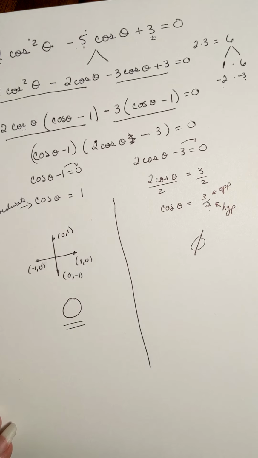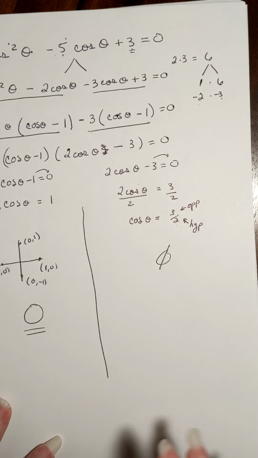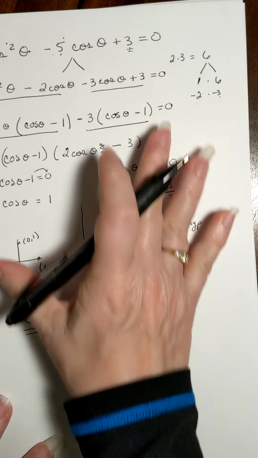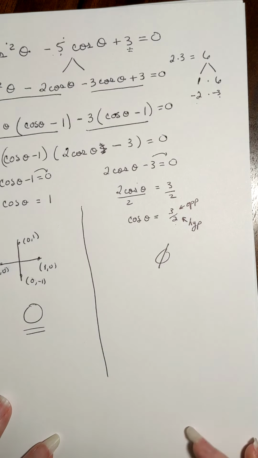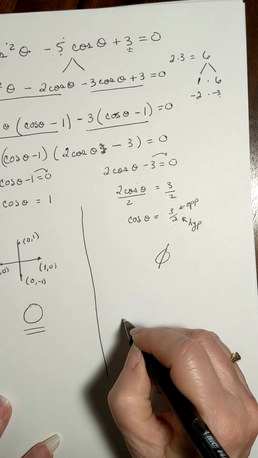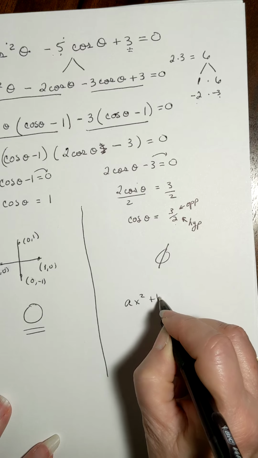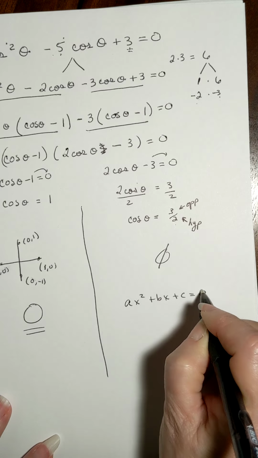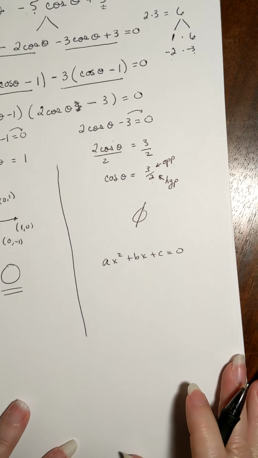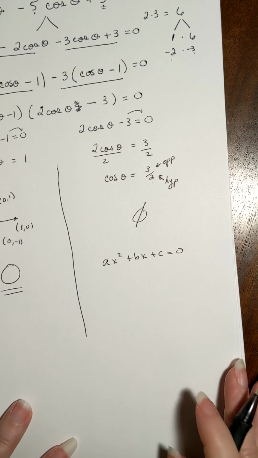Now, if you are not good at factoring, you can also use the Pythagorean theorem. So let me go over here and just work the same problem. And we're not going to work all the trig part. We'll just work the algebra part here. If I have ax squared plus bx plus c equals 0. And I want to use the quadratic formula to solve it.